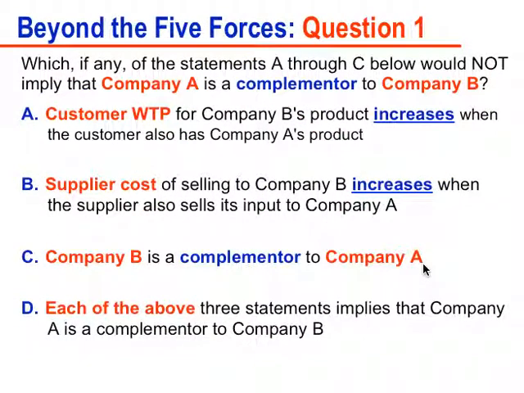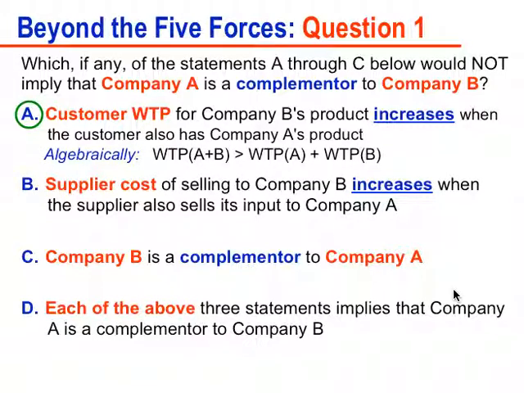All right, so that's generally what we mean by complementer. Let's talk about each of these specific answers in detail. So A says, remember, we're trying to figure out which of the following statements would not imply that company A is a complement of company B. Suppose the customer's willingness to pay for company B's product increases when the customer also has company A's product. In other words, there's something special about having the two together as opposed to each alone. Algebraically, the willingness to pay for A plus B is greater than the willingness to pay for A alone without any B.